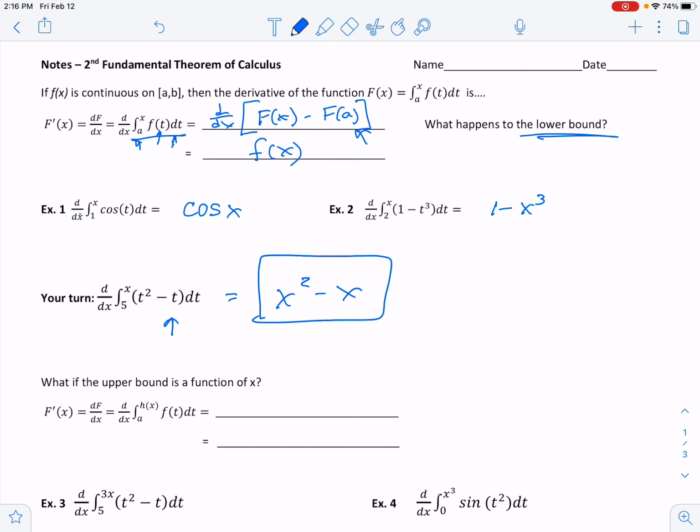It's like, oh, I could memorize that. But I wanted you to at least have an idea what we're doing. You're taking the derivative of a function that's defined as an integral.